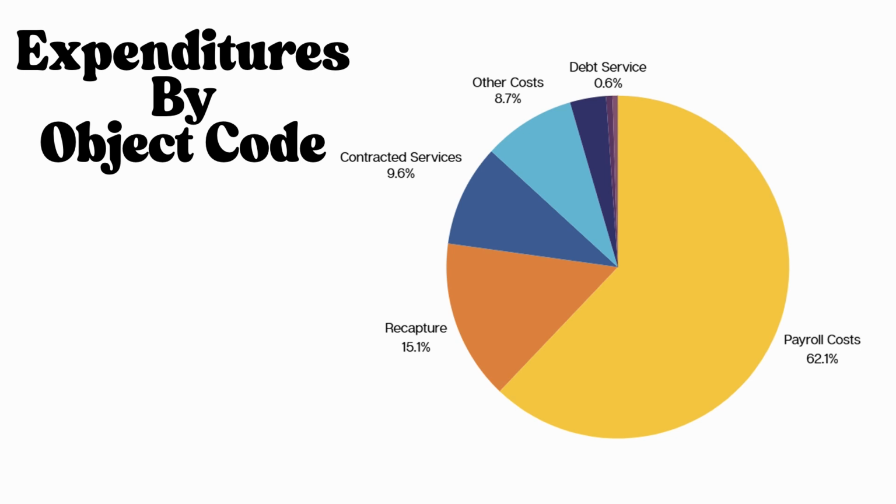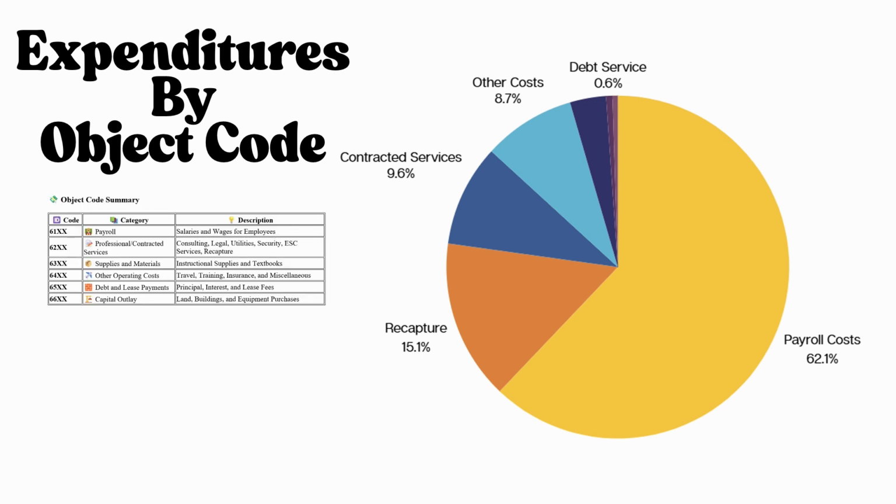What does that look like by object code? Well, the majority of our expenditures will be spent on payroll cost, which is 62%. 15% will be sent back to the state for recapture. What's recapture? Recapture is money that we collect for revenue from our local property taxes, but when we go in excess of what is allowed by the state of Texas to educate our students, it's called local excess and entitlement. The state of Texas takes it back in recapture. Then we have contracted services, other costs, and debt services.